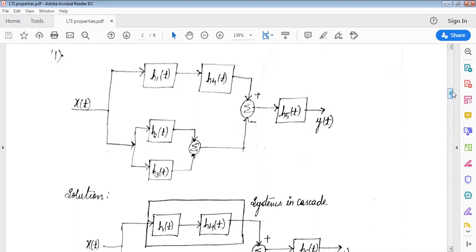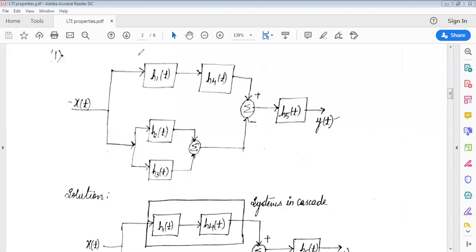See here. So this is the first example. Now you have to find out what the overall impulse response is in terms of the input x of t and the output y of t. Now you have to use the interconnection of systems rules. Now you can see there are two connections. One is the cascade connection and the other one is the parallel connection. So you have to use those rules to find out the overall impulse response.